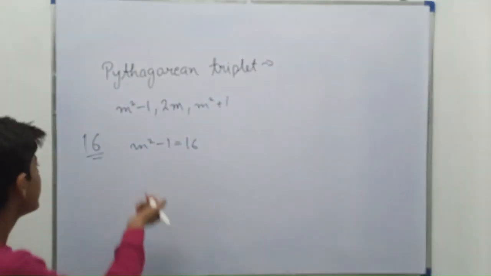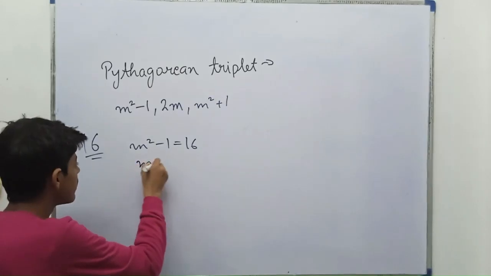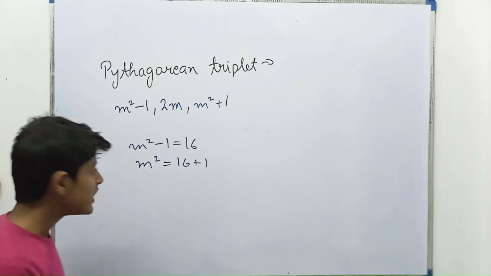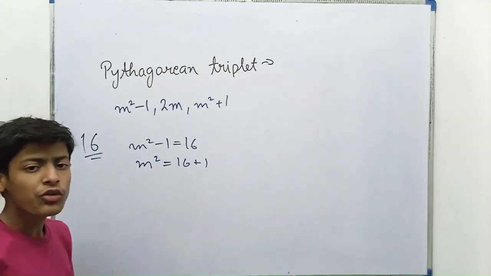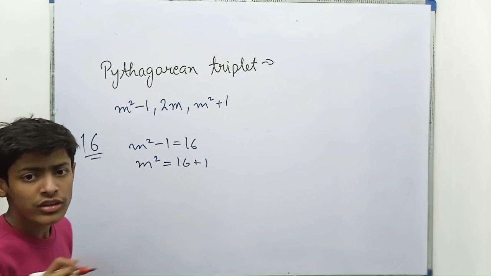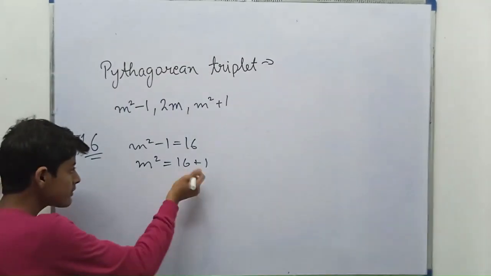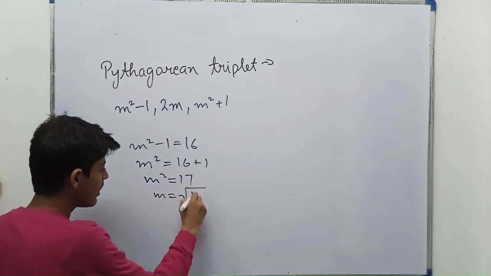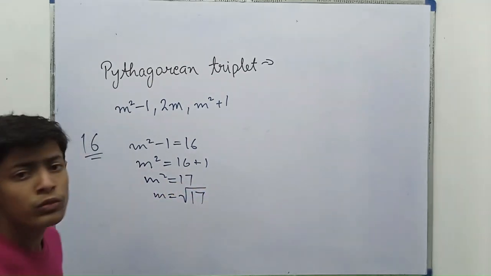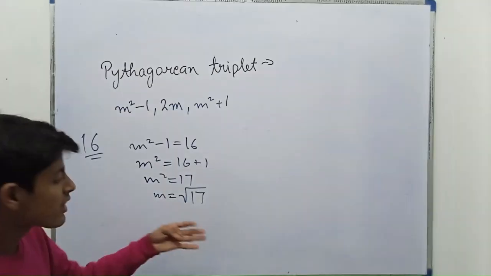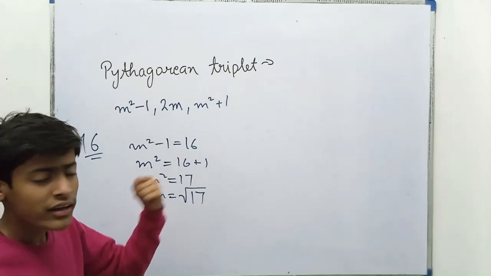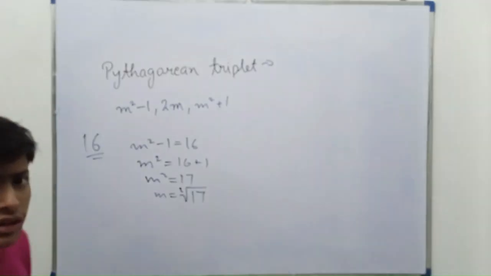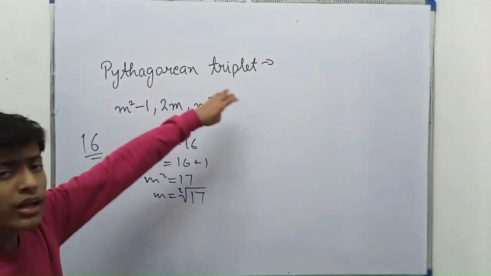So let's see. M square minus 1 equals 16. M square is equal to 16 plus 1. If you have studied linear equations, good; if not, that video is on my channel. You can visit that video on my channel. So let's continue. M square is equal to 17, and m will become root 17. We will study square roots further in more parts of squares and square roots. So it will become root 17. So it is not a part of a Pythagorean triplet. So we will leave it.